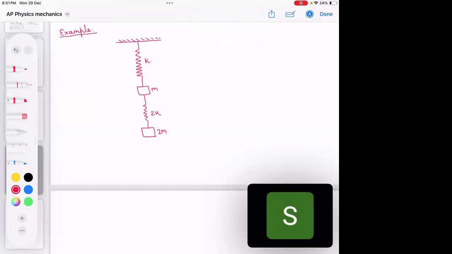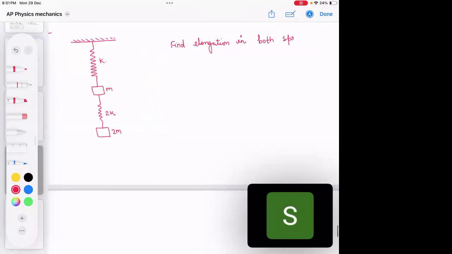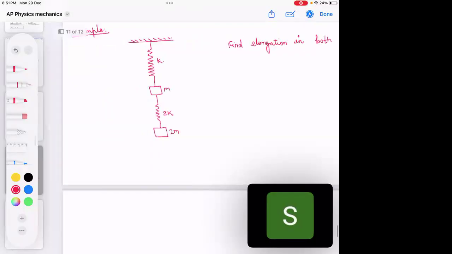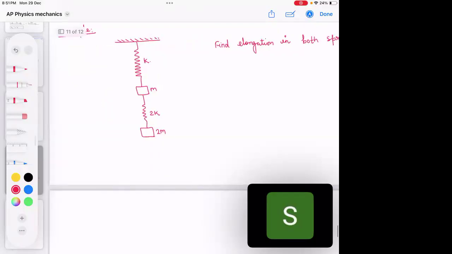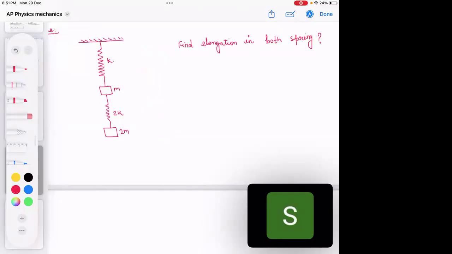Understood the question? One spring is there with mass M hanging, and the other spring is there with mass 2M hanging. They are asking in the question to find the elongation in both springs. Understood? How much is it going to be? One by one, we have to calculate it. And it is in equilibrium, because it's not moving anywhere. Now find the elongation in both springs in the equilibrium condition.